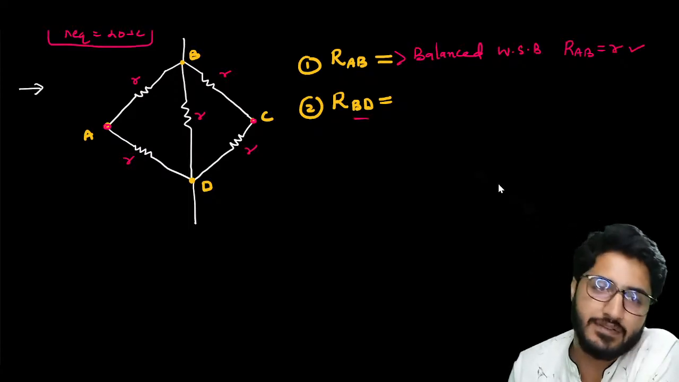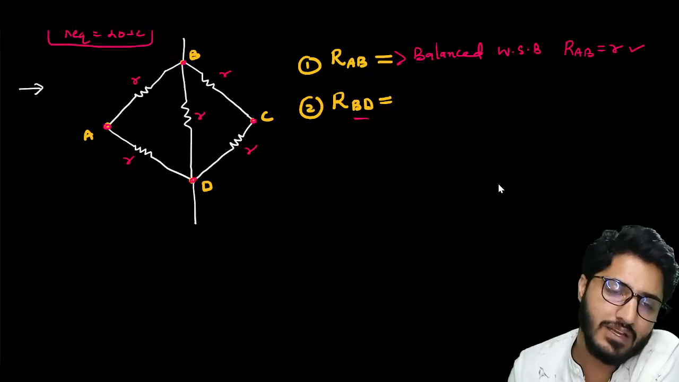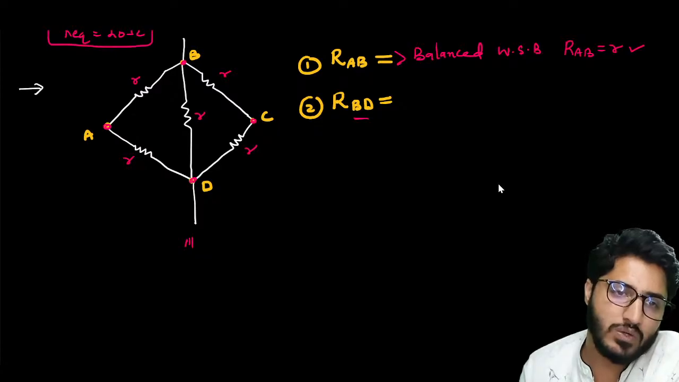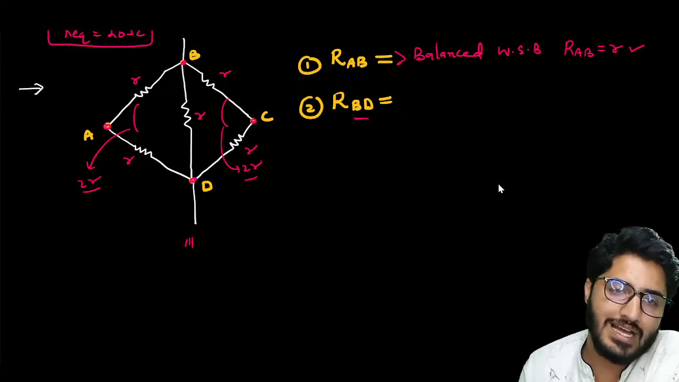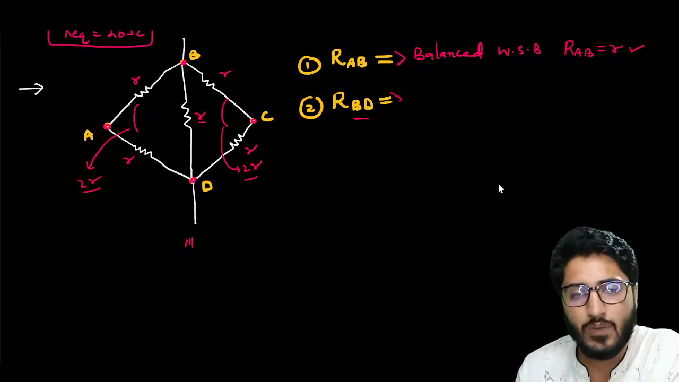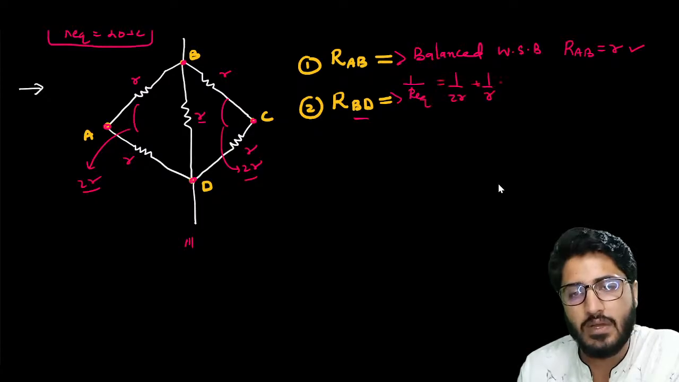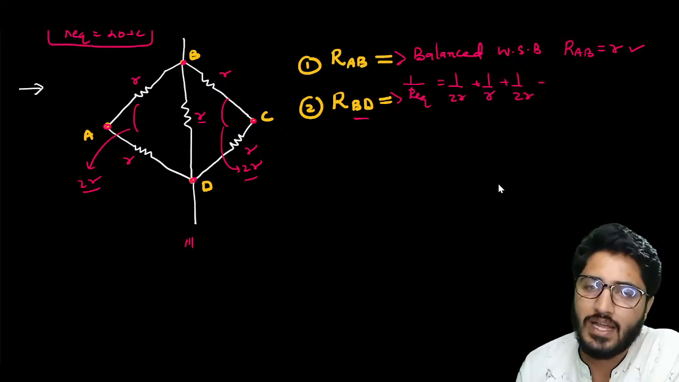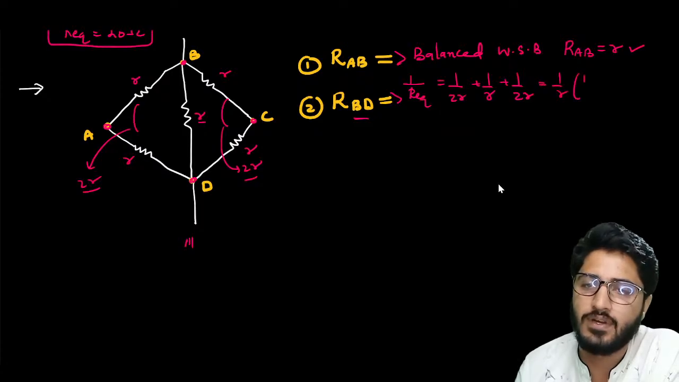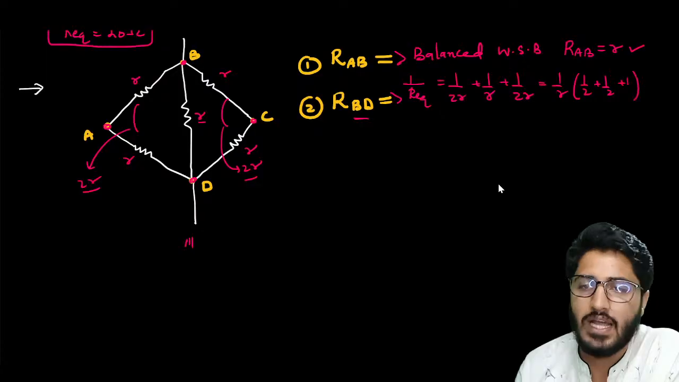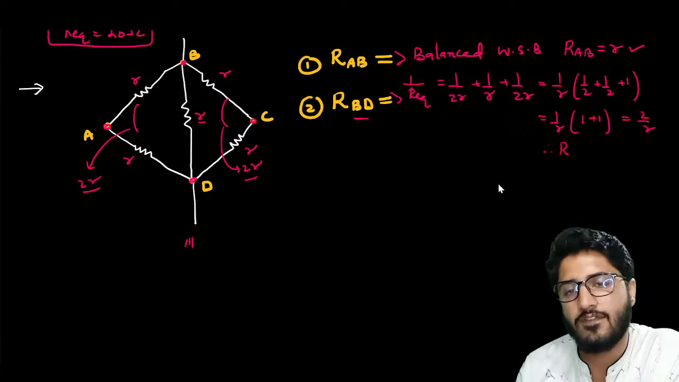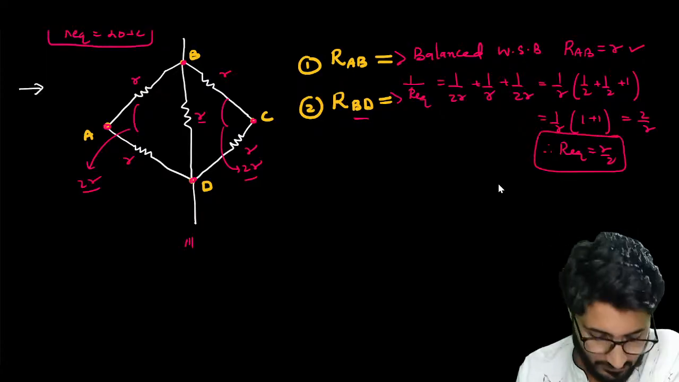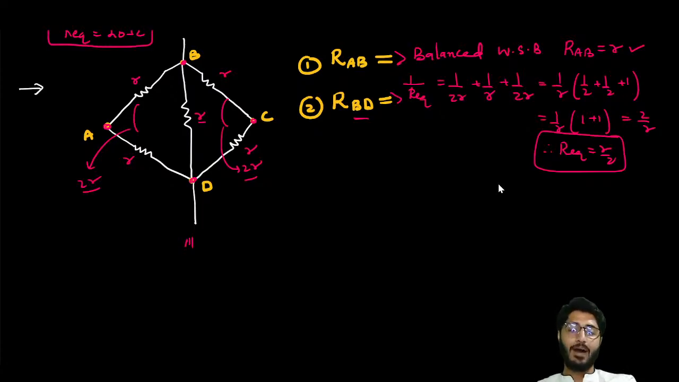But if we are talking about BD, this B and D, I can make it like this now. Look, R plus R is 2R, R plus R is 2R. So you can see 2R, 2R and R are in parallel, right? So 1 by R equivalent equals 1 divided by 2R plus 1 divided by R plus 1 divided by 2R. I can take 1 by R common. Half plus 1 plus half is 2. So I can write 2 by R. Therefore my R equivalent came out to be R by 2.